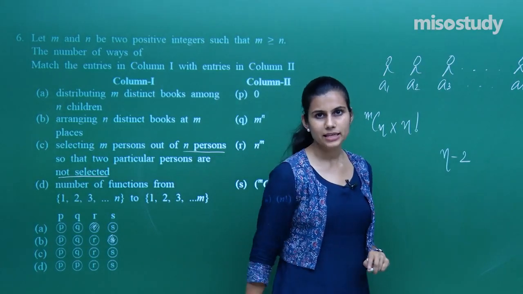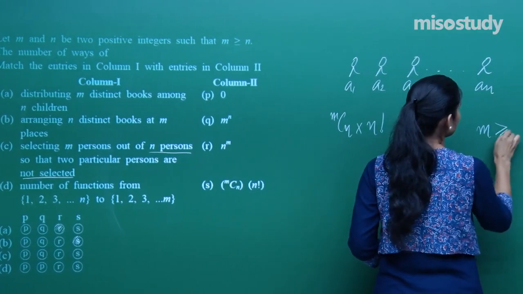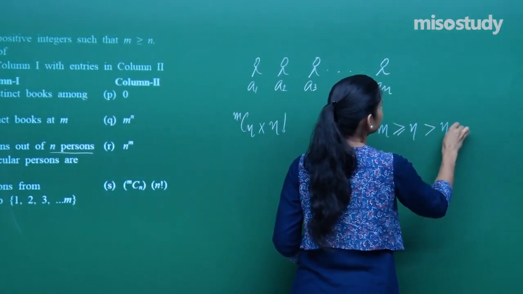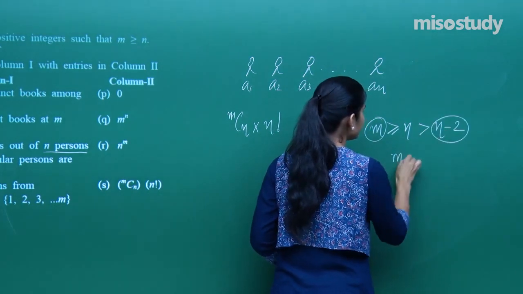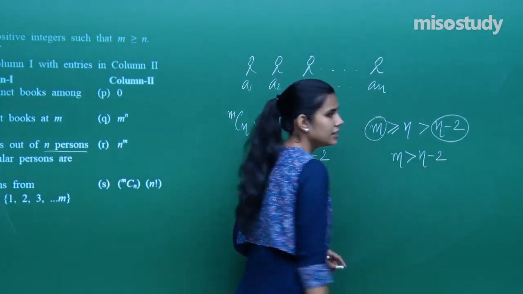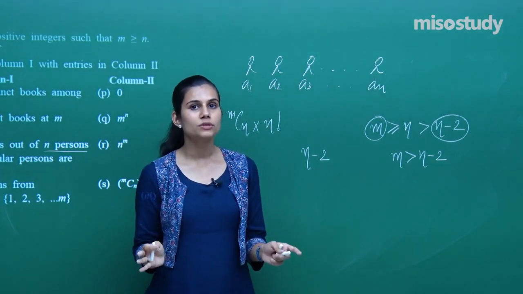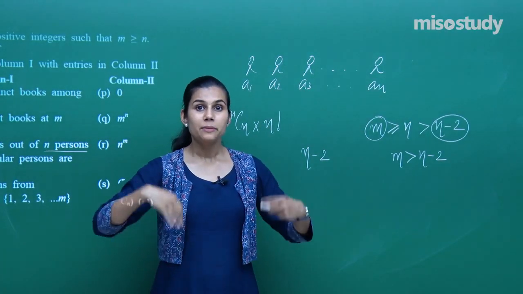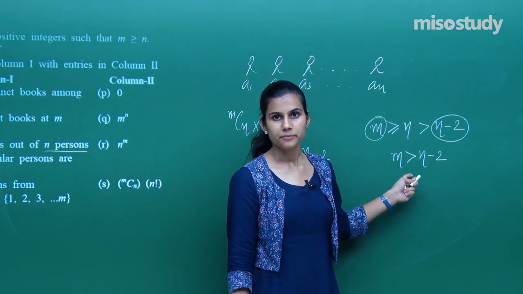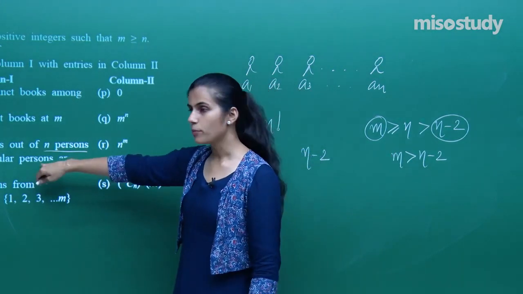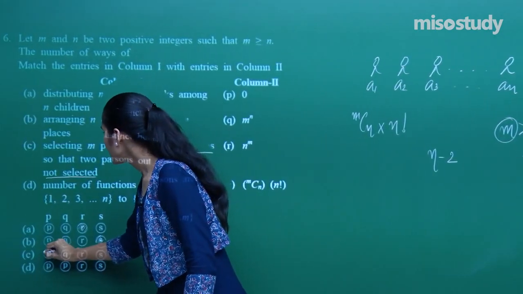First of all, does that even make sense? Let's understand. It is given to us that m is greater than or equal to n, which is obviously greater than n minus 2. M is coming out to be strictly greater than n minus 2. If m is strictly greater than n minus 2, how can I choose m persons from available n minus 2 when n minus 2 is so small than m? That means this is not at all possible. There are 0 ways to do so, and therefore P gets selected against C.